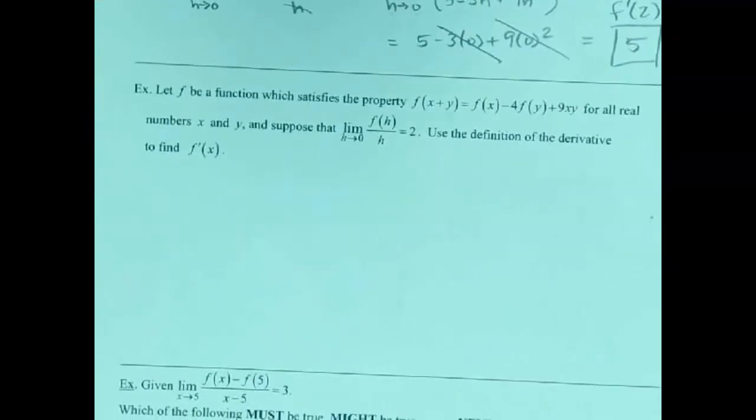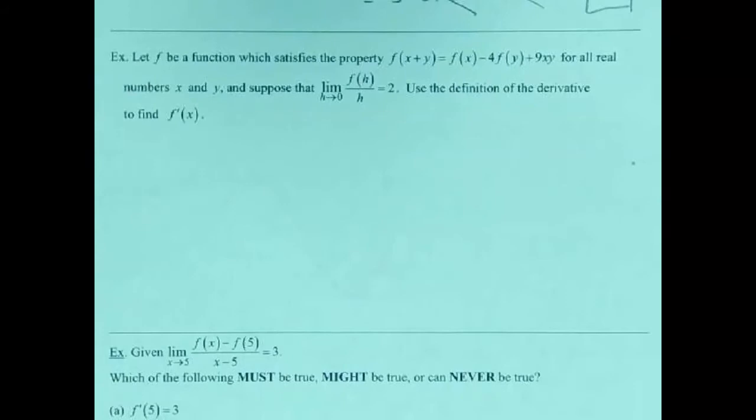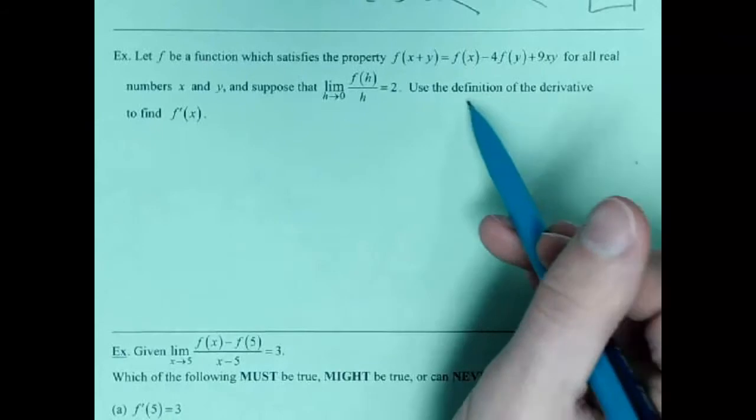Next one's going to be a little bit harder. Kind of the same setup. It says f of x plus y equals f of x minus 4f of y plus 9xy for all real numbers x and y. And suppose that the limit of f of h over h as h goes to 0 is 2. Use the definition of derivative. That one's nice. It really tells you what to start with.